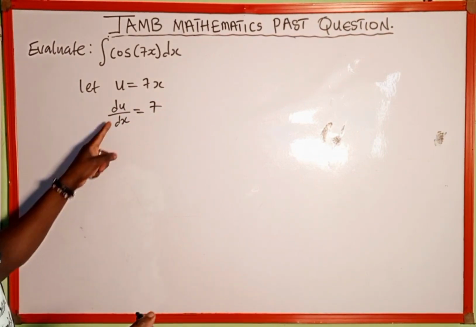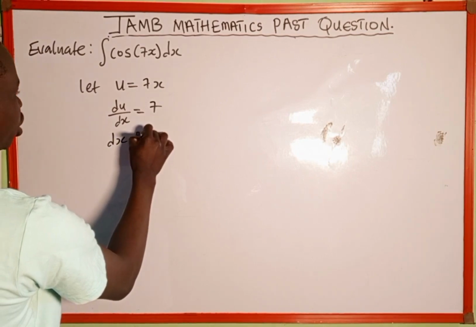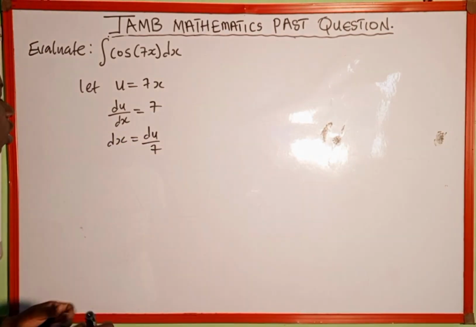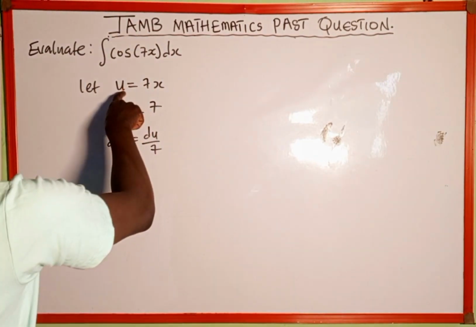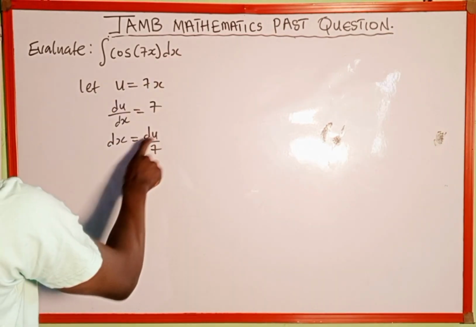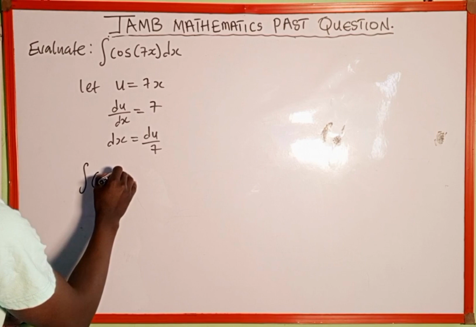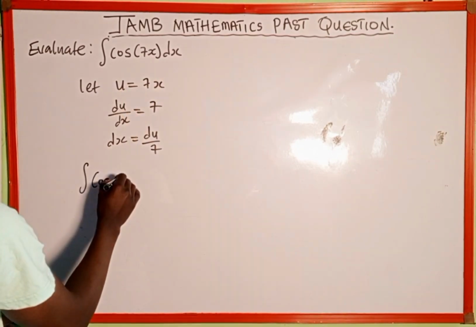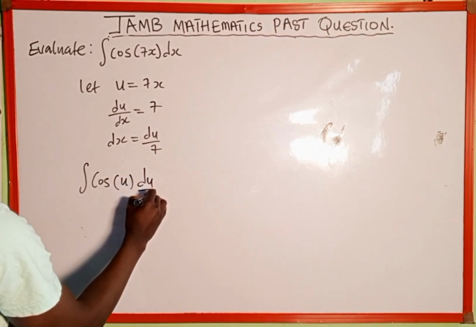Now we're going to make the x the subject of the formula. So the x now will be equal to du over 7. So the next thing we're going to do is to replace these two back into the equation. Anywhere we see u, 7x will replace u, and anywhere you see the x will replace du over 7. This is going to be what? Integral of cosine. In place of 7x we replace u, then in place of dx we replace du over 7.